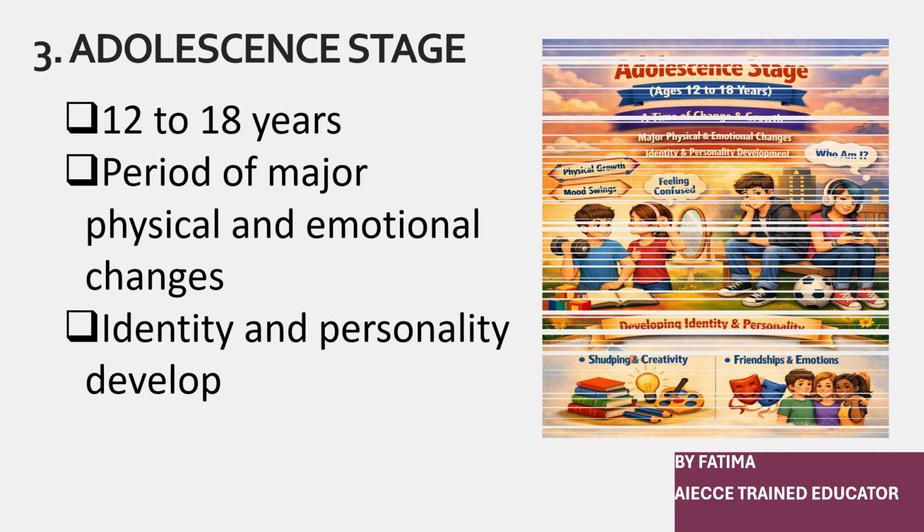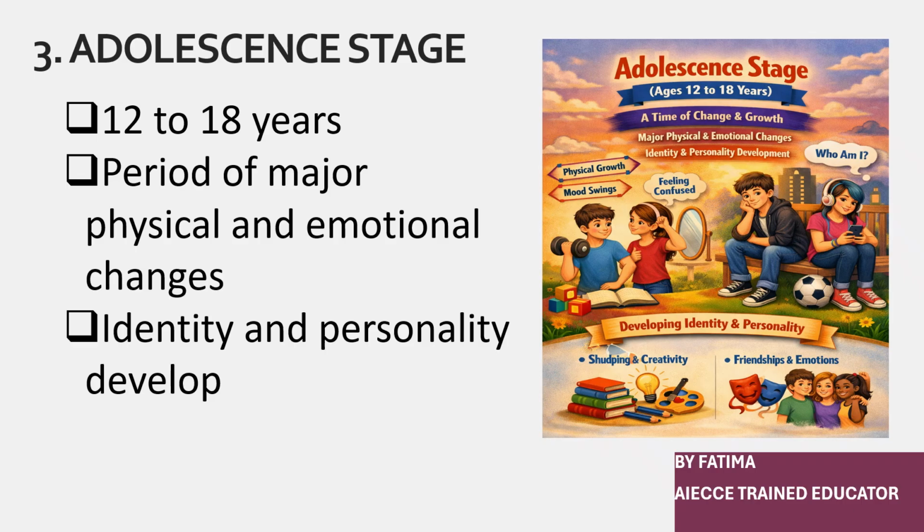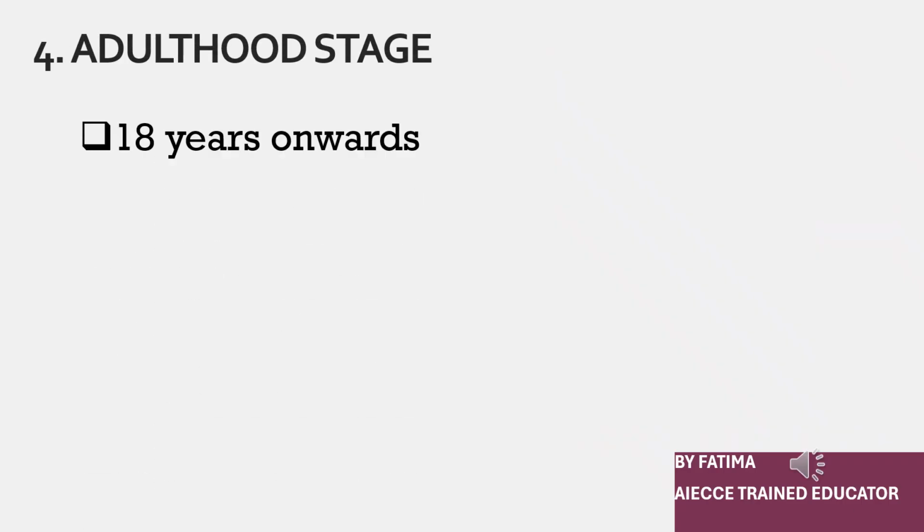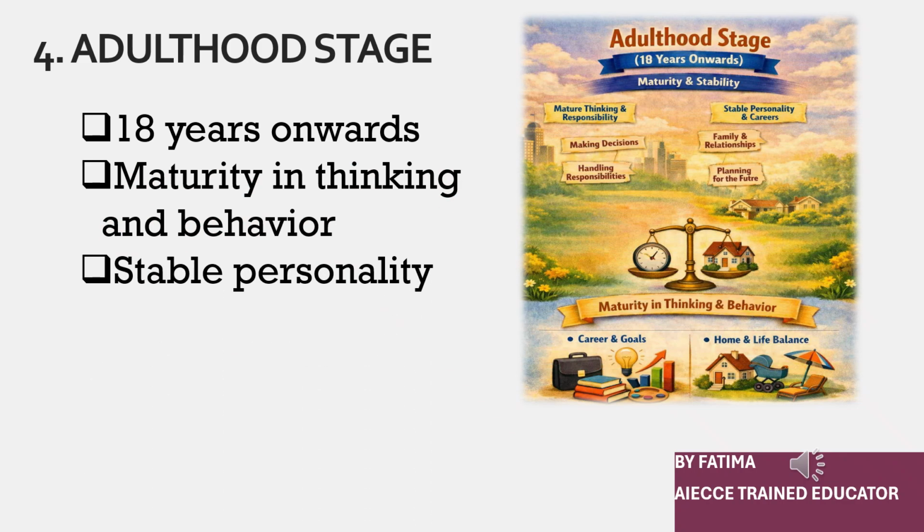Now comes adolescence. This is around 12 to 18 years. This is a stage of big changes, that is, physically and emotionally. Teenagers start thinking independently and form their identity. Sometimes confusion is also there, which is normal. After that comes adulthood. Here a person becomes.